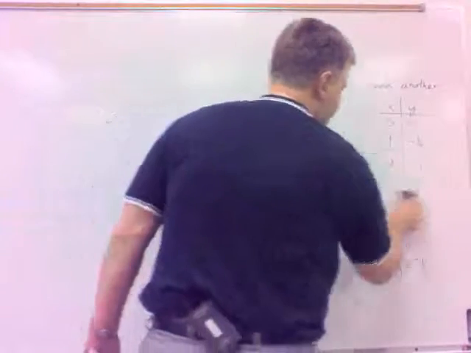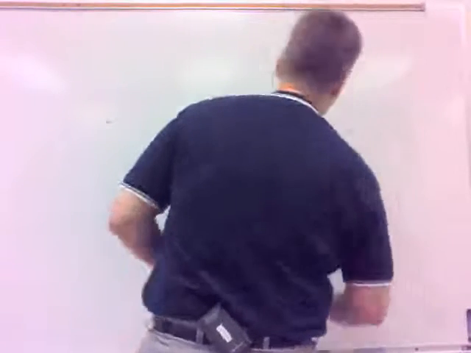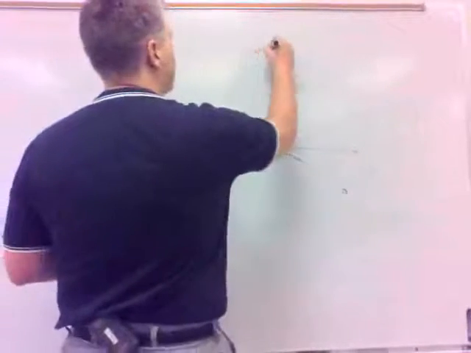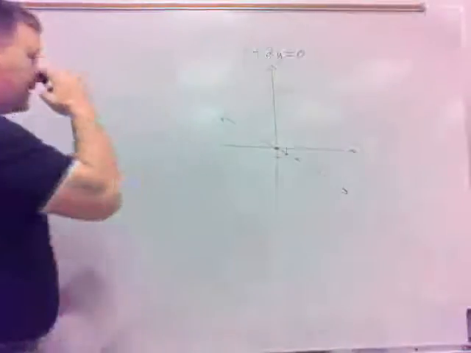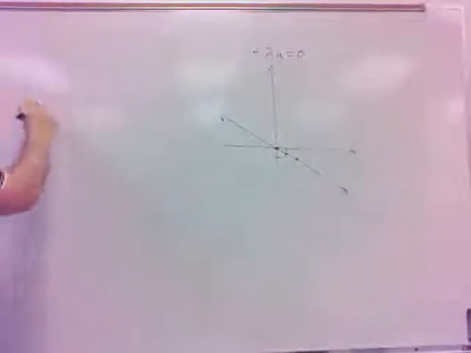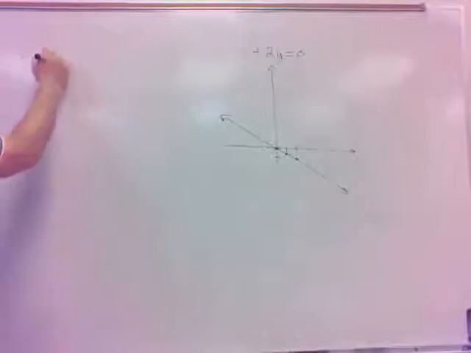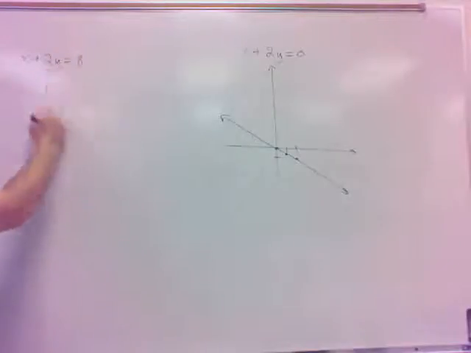Let me leave this one up here for just a second. That's x plus 2y equals 0. And refer back to a couple others. I know we had x plus 2y equals 8, looking like this.